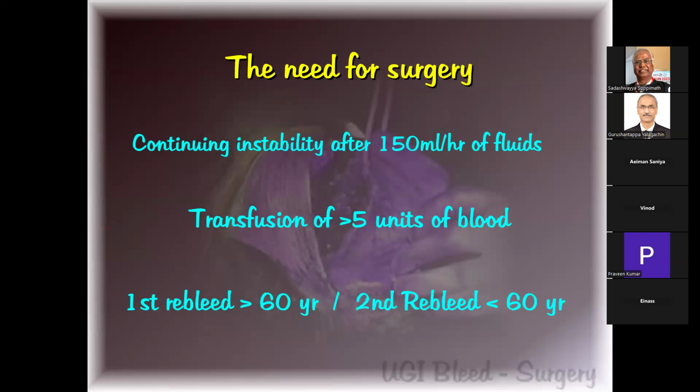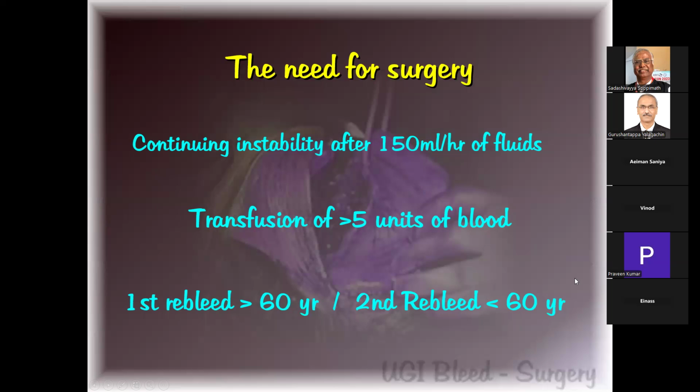Continuing instability after 150 to 200 ml of fluids. You're giving a fluid bolus. It's not a very strict figure of 150. It could be even 500 ml, but the patient doesn't get better. Tachycardia doesn't come down. Pressure doesn't come up. It's still the systolic pressure in the boots. And as Sopimat said, MAP is low. Then you must have your antenna up for surgery. Transfusion of more than 5 units of blood. And the first rebleed and the second rebleed, these are in people over 60. And the second rebleed in people less than 60.